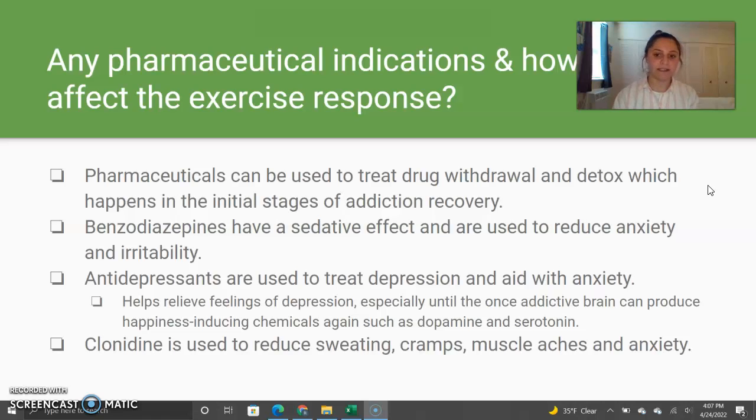Benzodiazepines have a sedative effect and are used to reduce anxiety and irritability. Antidepressants are used to treat depression and aid with anxiety. Clonidine is used to reduce sweating, cramps, muscle aches, and anxiety.